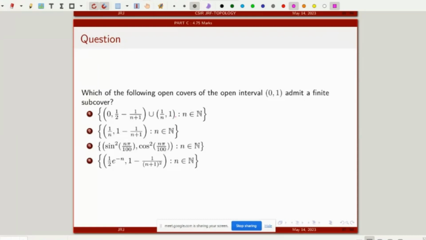Which of the following open covers of the open interval (0, 1) admit a finite subcover? First option is (0, 1/2 - 1/(n+1)) union (1/n, 1). Second option is (1/n, 1 - 1/(n+1)). Third option is sin²(nπ/100), cos²(nπ/100). And the fourth option is like that.